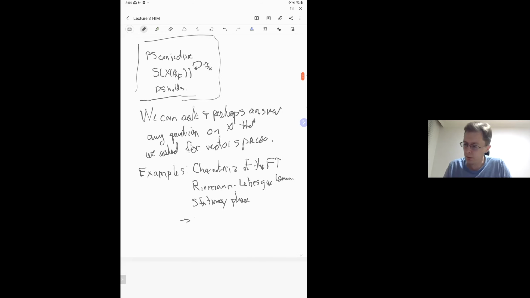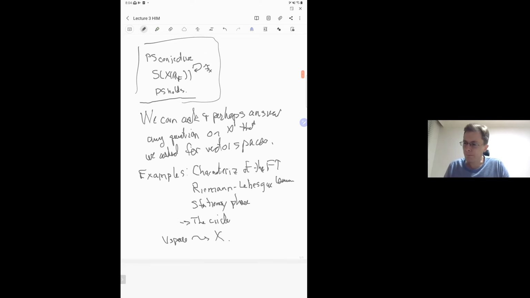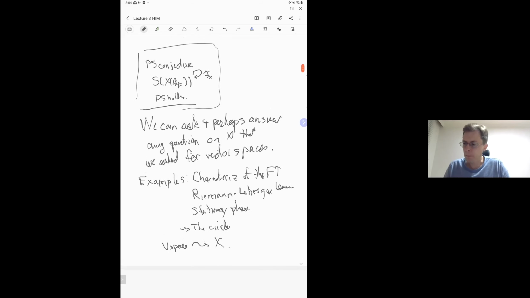And more generally, you can just ask for any question that you ask in the circle method. You can ask it for a vector space replaced by this space X. And so to give you a feeling for what that might look like, I want to talk about the handful of cases where the Poisson summation conjecture is known with any degree of precision. You can use them to build other cases, and I'll talk about how you can splice things together.